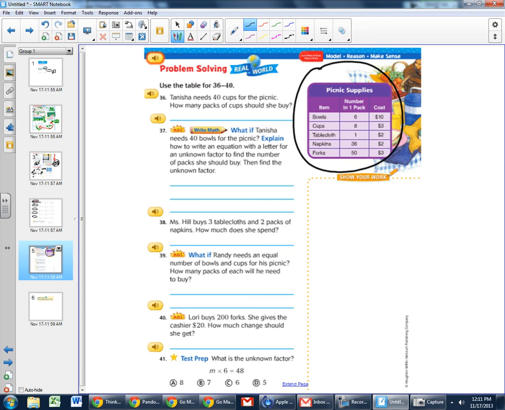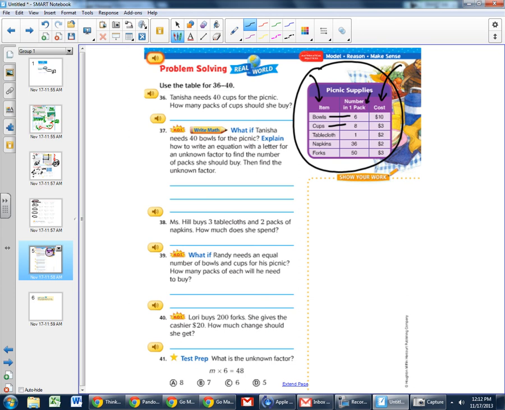Whenever it tells you to use the table, you need to study the table and figure out what the table is telling you. The title of my table is Picnic Supplies. I have items that are used for a picnic. We have bowls, cups, tablecloth, napkins, and forks. We have the number of each one of those things per pack. So 6 bowls in a pack, 8 cups in a pack, 1 tablecloth per package, 36 napkins in a pack, and 50 forks in a pack. Our final column tells us the cost in dollars. Okay, bowls cost $10, cups cost $3, tablecloths cost $2, napkins are $2, and forks are $3.